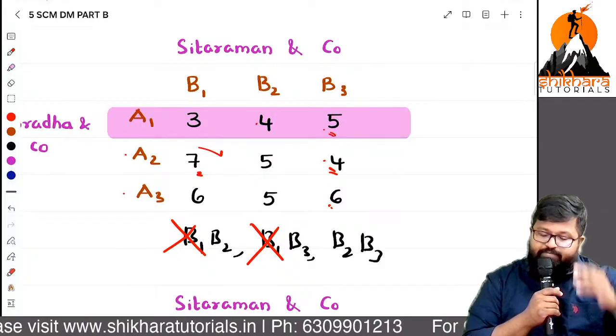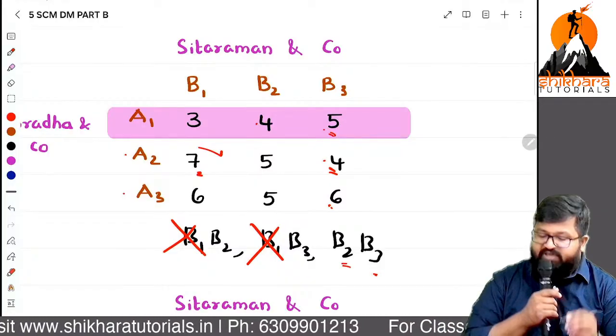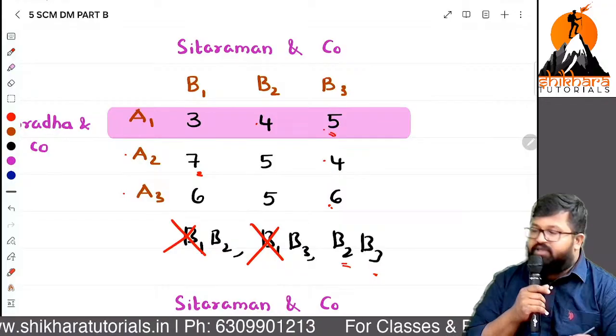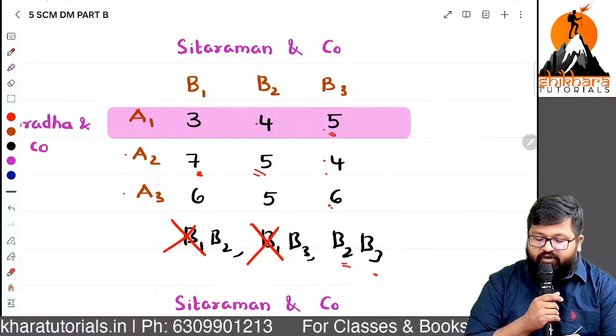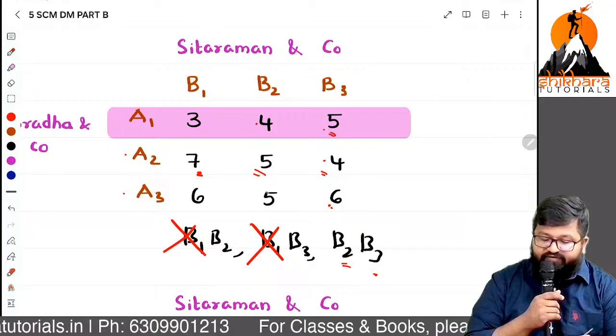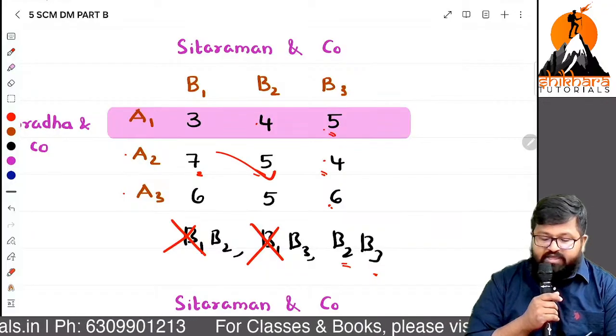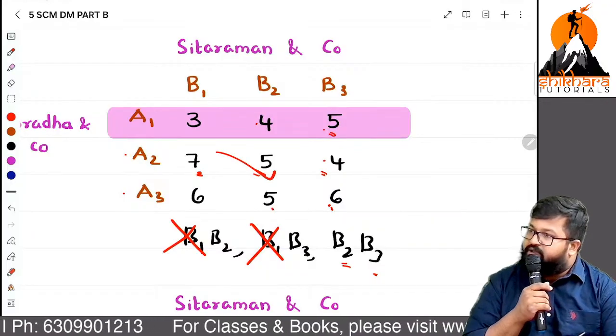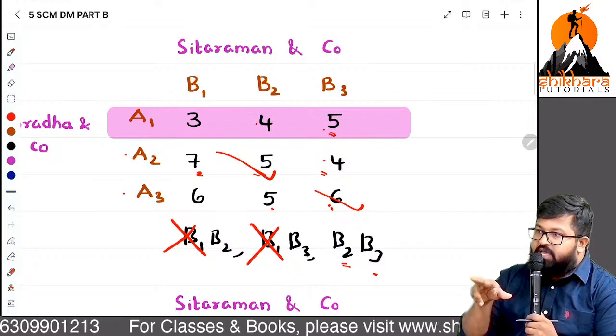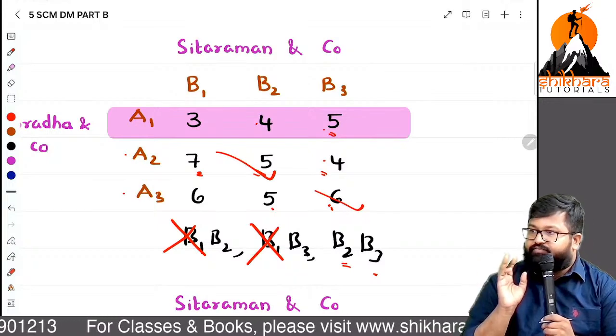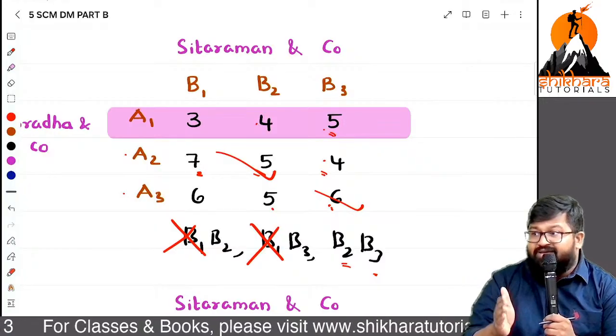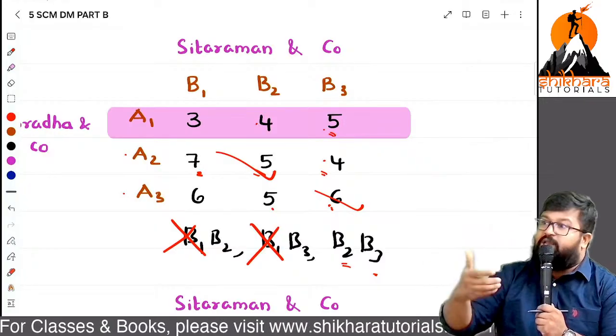Now, what is the last step? B2, B3. Sir, now I am comparing B2 and B3. Sir, 5 or 4, which is highest? 5 is the highest. Okay. Sir, 5 or 6, which is the highest? Tick marks in a different part. If the highest elements are in the same column, it is sufficient to eliminate.